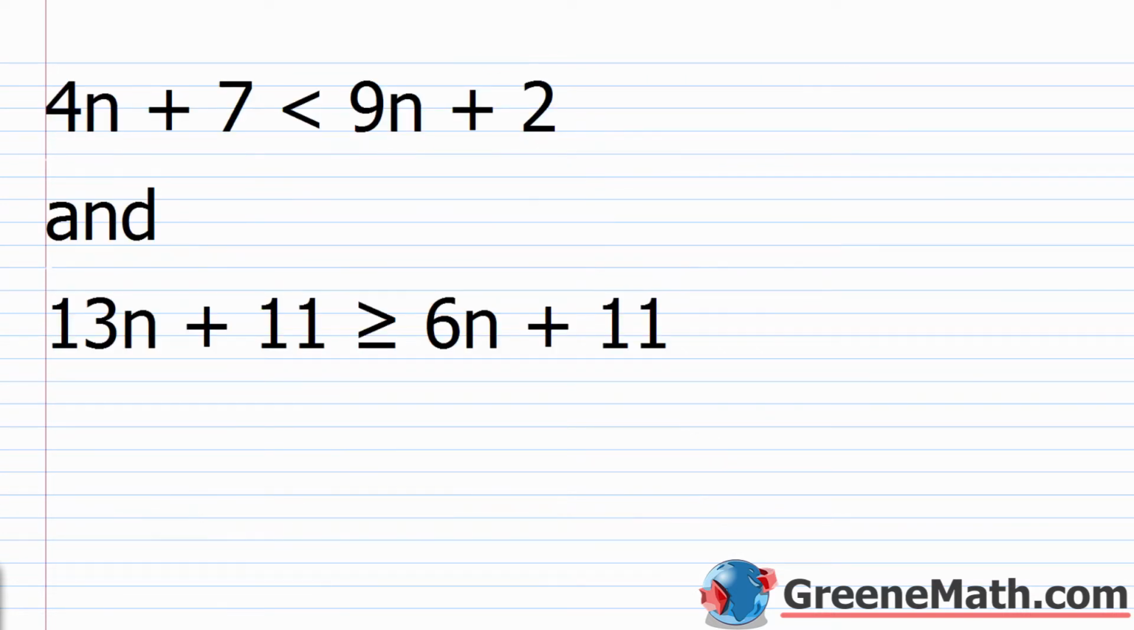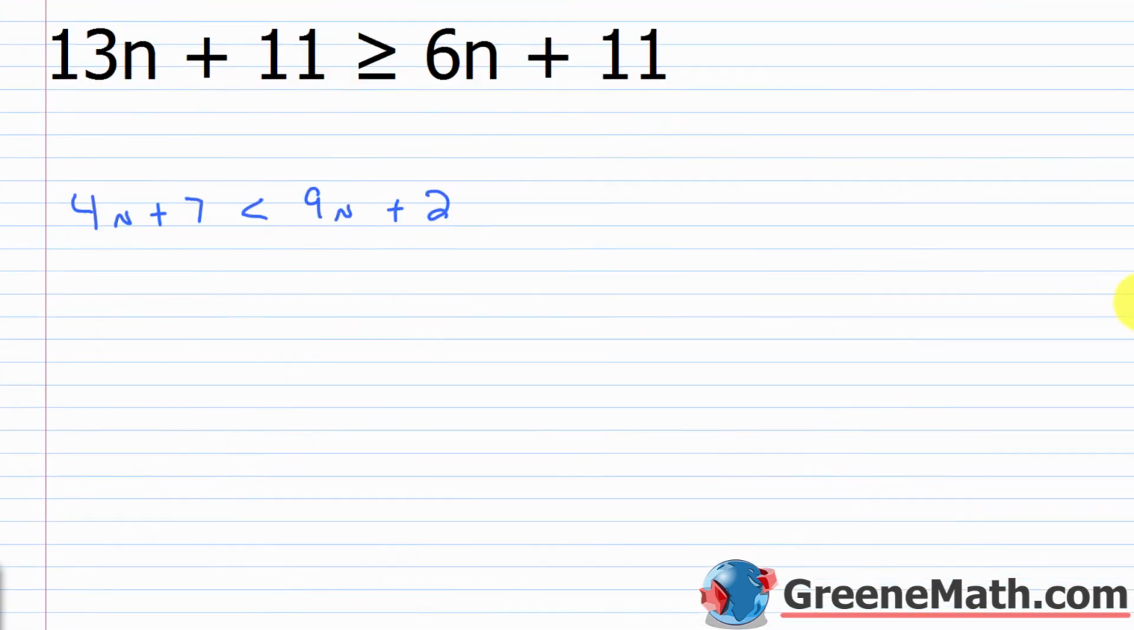All right, let's take a look at another one. So we have 4n plus 7 is less than 9n plus 2. And 13n plus 11 is greater than or equal to 6n plus 11. So let's start out with this one. We have 4n plus 7 is less than 9n plus 2.